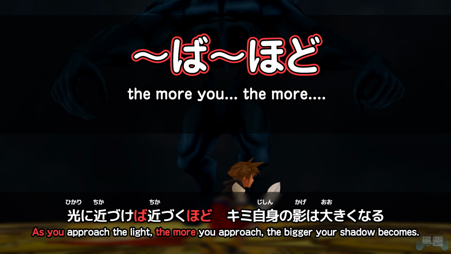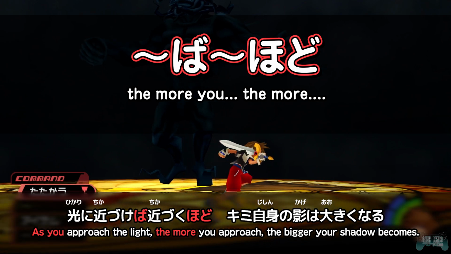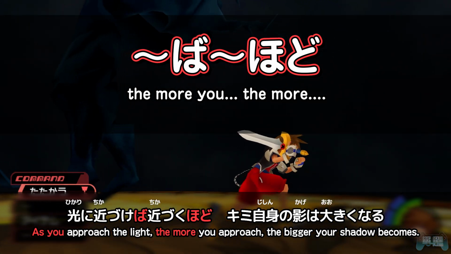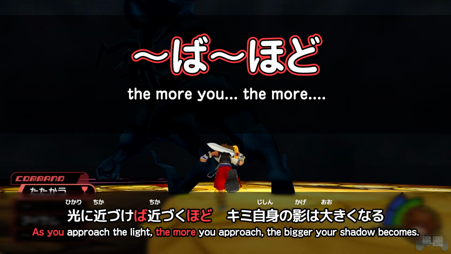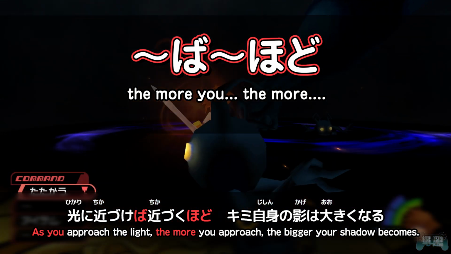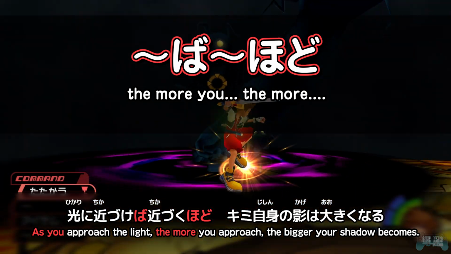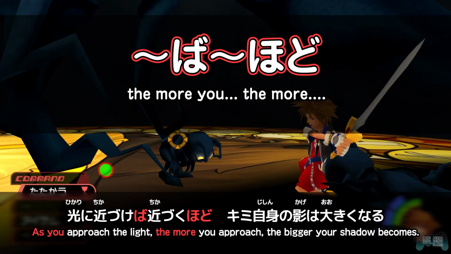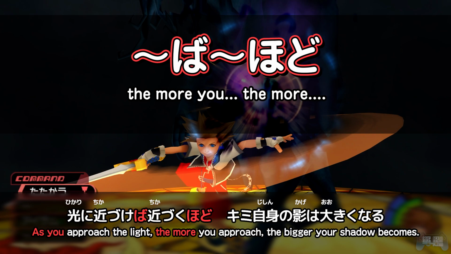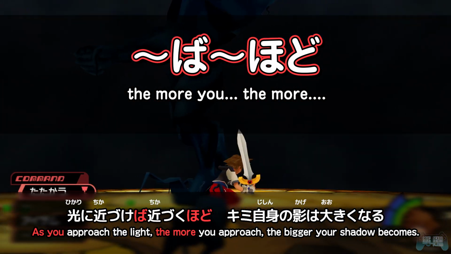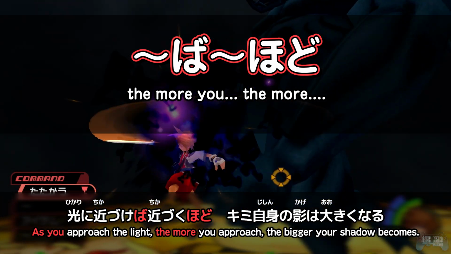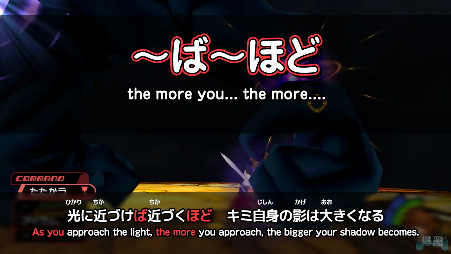It sounds complicated in the grammar books, but this is actually quite straightforward once you get used to it. Take for example here from the opening of Kingdom Hearts. The closer you get to the light, 光に近づけば近づくほど the bigger your shadow becomes. 君自身の影は大きくなる. Now, if we took this literally, it would be as you approach the light, 光に近づけば the amount that you approach, 近づくほど your shadow will become larger. 君自身の影は大きくなる. Let's check out some further examples and see if you can see a clear pattern as to how this grammar point is used.